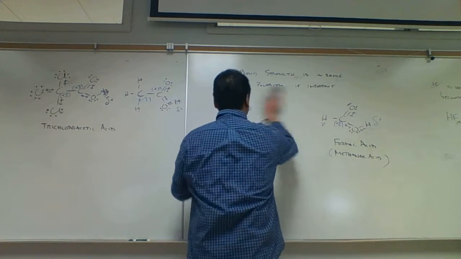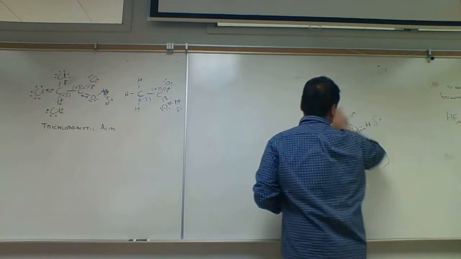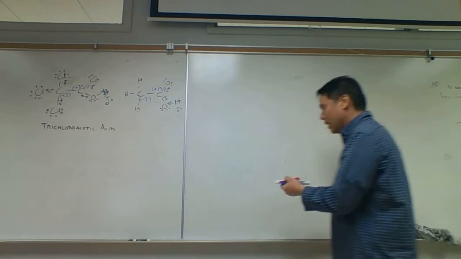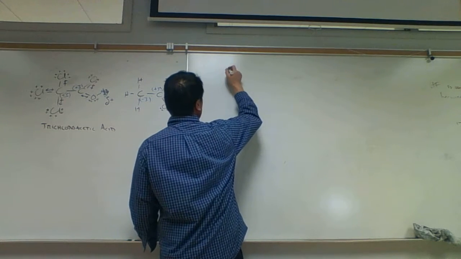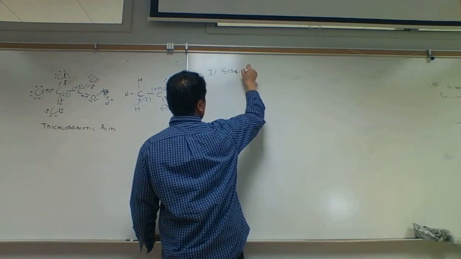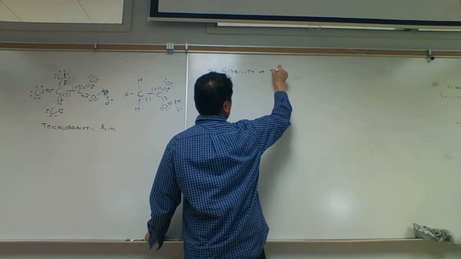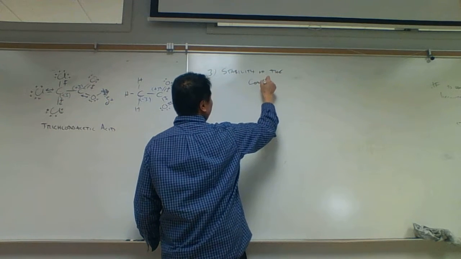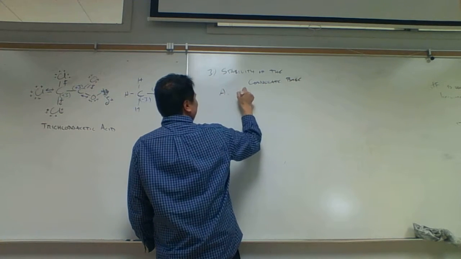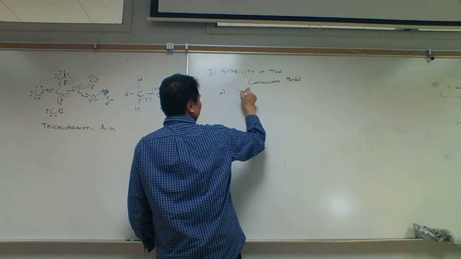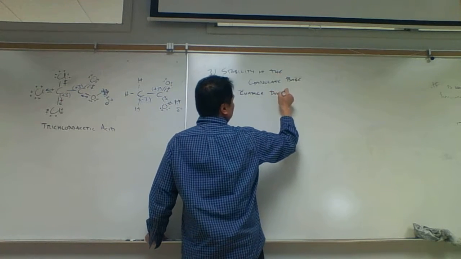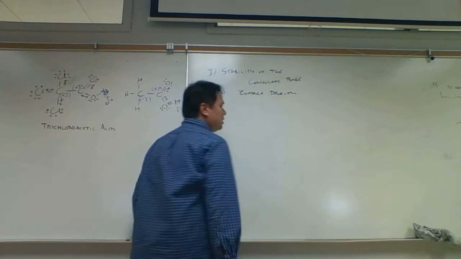All right, polarity will impact it if the bond energy is about the same, which it is for carboxylic acids. Are there other factors that impact? And there are. The next factor is the stability of the conjugate base. So we look at the charge density.